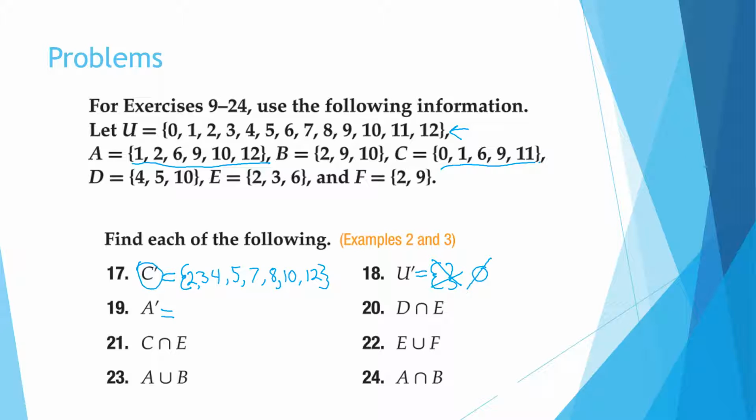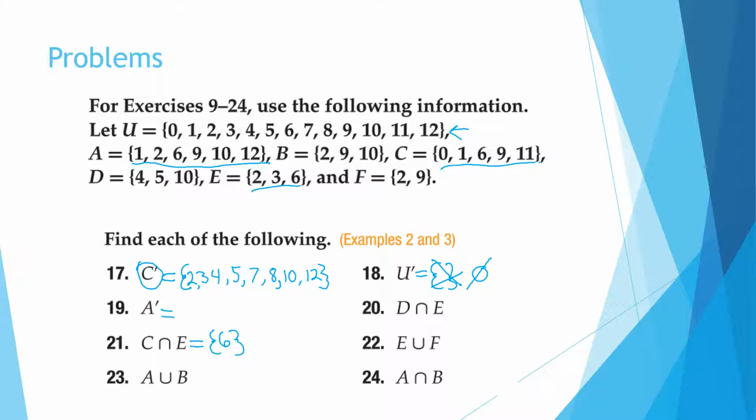Now, C intersect E. I need to look at C and look at E right here and see what matches. The only thing that's in both is 6. So C intersect E is going to be 6. And don't forget to put it in set notation.